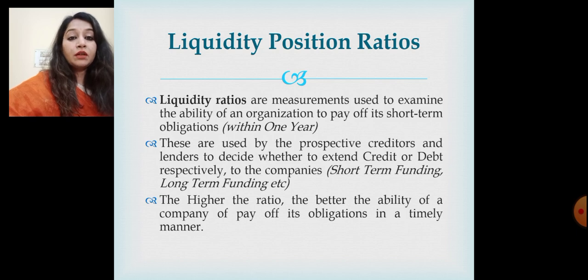First is liquidity position or liquidity ratio. Liquidity ratios are measurements used to examine the ability of the organization to pay off its short-term obligations within 1 year. These are used by the prospective director and lender to decide whether to extend credit or debt respectively to the company or not. The higher the ratio, the better is the ability of the company to pay off its obligations on time.